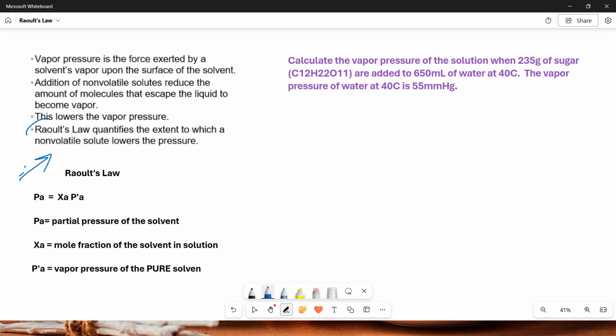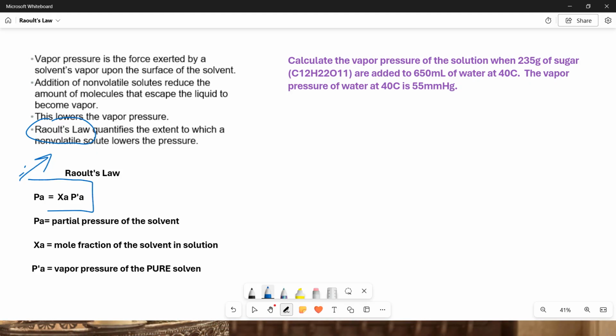So Raoult's law quantifies the extent to which a non-volatile solute will lower the pressure. You can see that we have a formula here. The partial pressure is going to equal the mole fraction times the pressure of the pure solvent. Okay, so I should have a T there. So if we look here, this first substance that we're finding, P of A, is the partial pressure of the solvent. This X of A is the mole fraction of that solvent, and then the P prime of A is going to be the vapor pressure of the pure solvent.